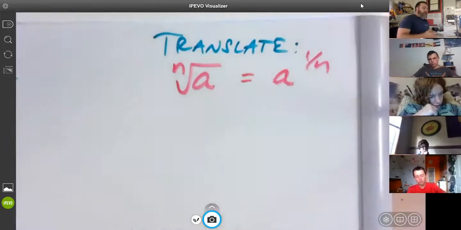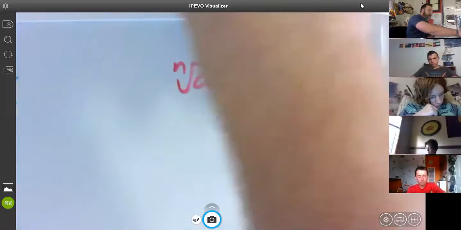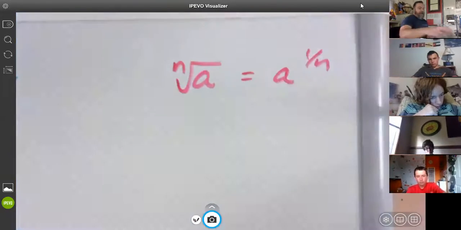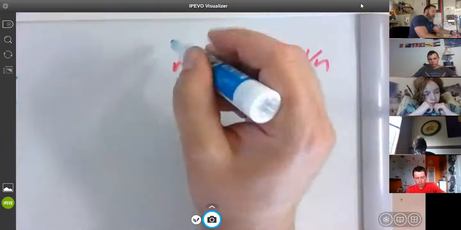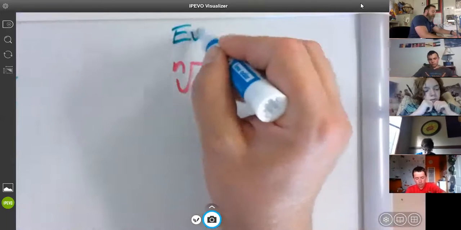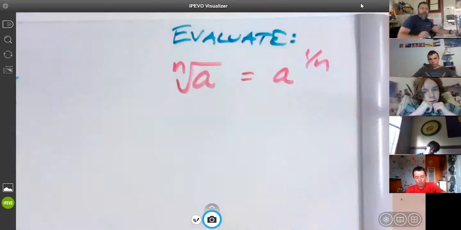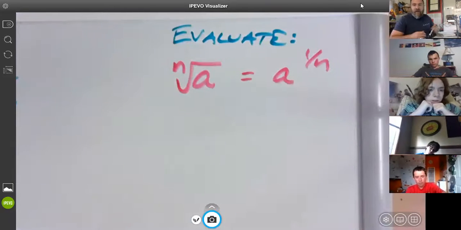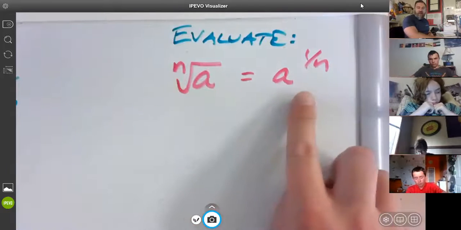I'm going to leave that property up there because now what we're going to be asked to do is evaluate. So we're going to be using the same identity, but now we're going to actually have number results. And what I mean by that is we're going to have equals some value, some number, okay? And so the next couple of problems in your assignment, we're going to be using the same identity, how to translate between radicals and rational exponents.